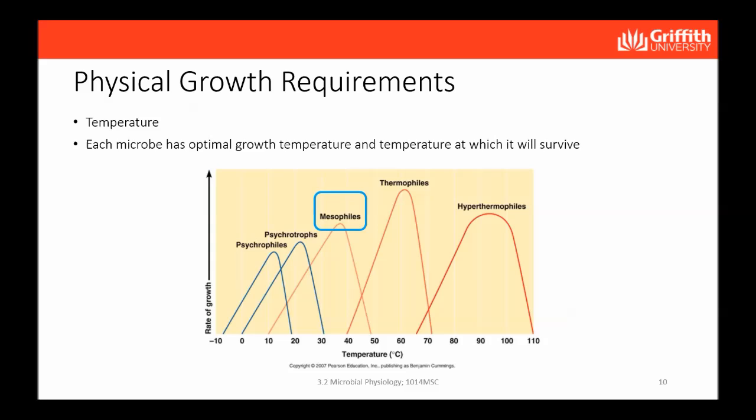Thermophiles and hyperthermophiles thrive at higher temperatures, while psychrotrophs require lower temperatures to grow. Optimal temperature is the temperature at which the rate of growth is the highest.